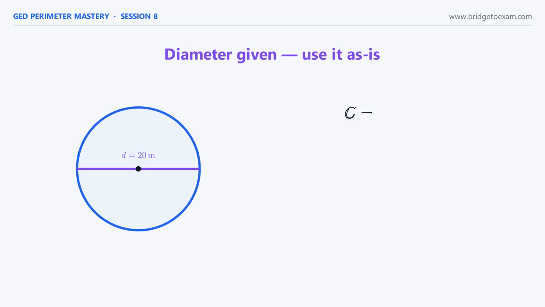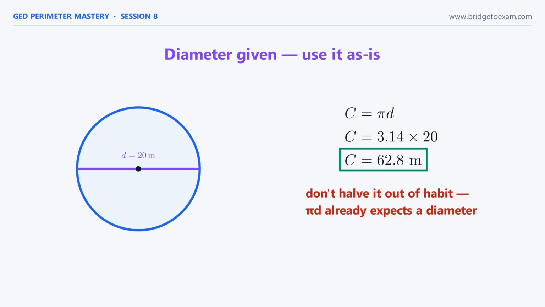Now, diameter given, 20 meters. Use pi d directly. 3.14 times 20 is 62.8. Don't halve it first out of habit. Pi d already expects a diameter.